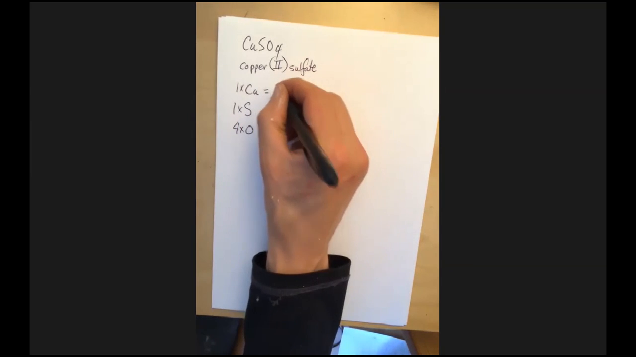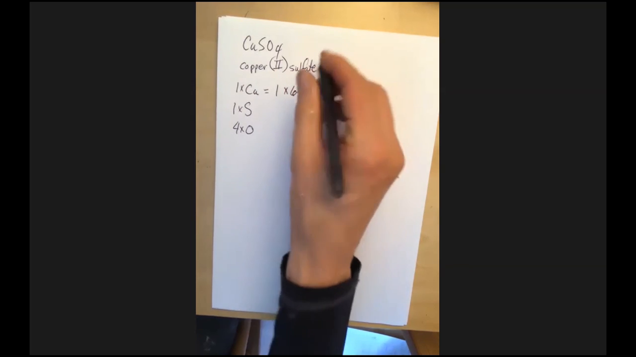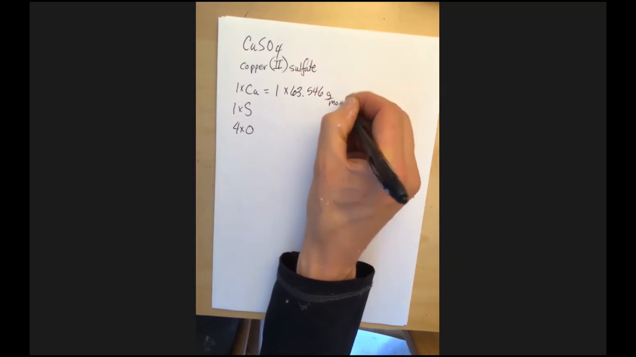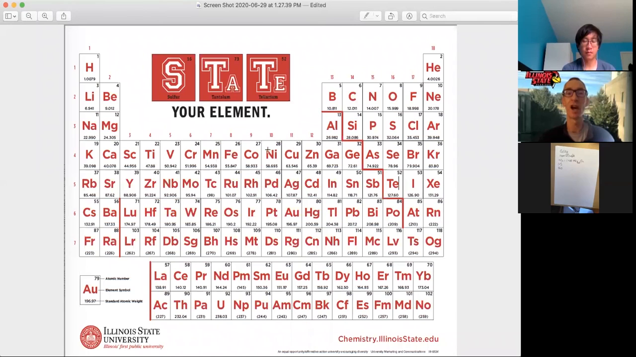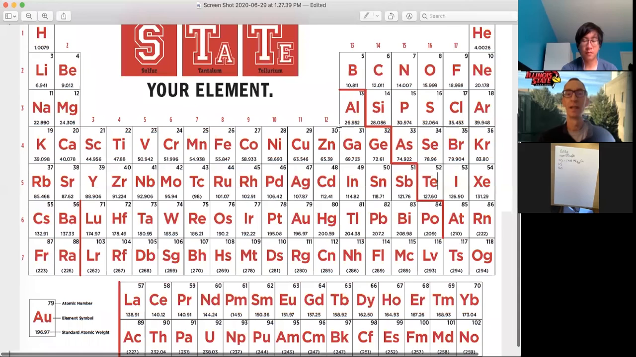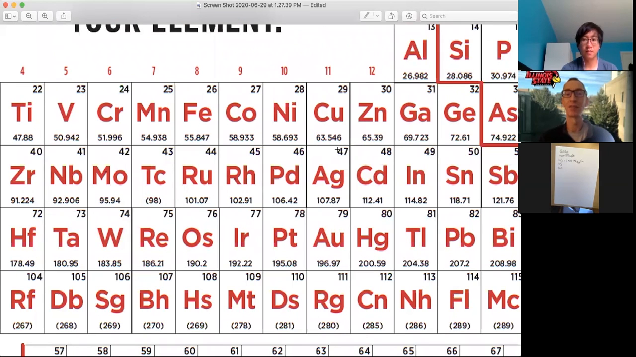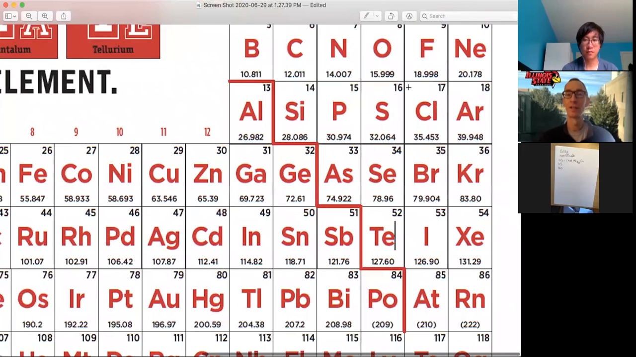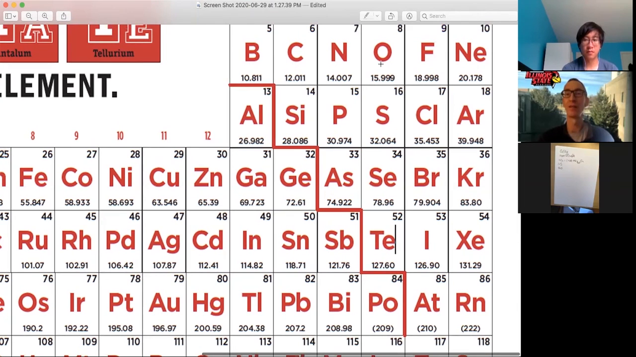Okay, so I've got 1 times 63.546 grams per mole for copper. Here's copper, element number 29. It has a molar mass of 63.546. And as long as we're here, let's go get sulfur. Sulfur, element number 16, is 32.064. And we're going to need oxygen, which is right above it, at 15.999.